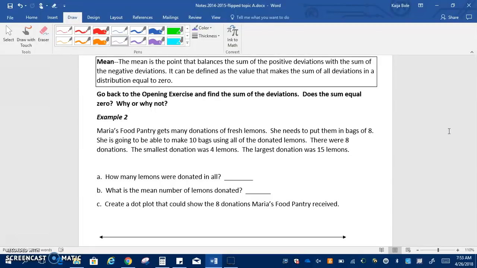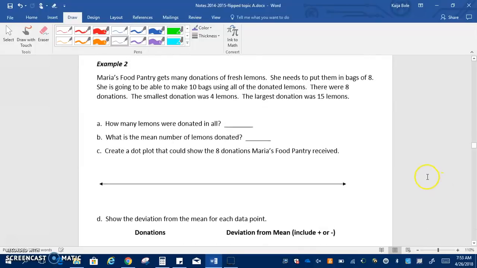Alright, so we're going to do one more here. Example 2 says Maria's food pantry gets many donations of fresh lemons. She needs to put them in bags of 10. She's going to be able to make 8 bags using all of the donated lemons. There were 8 donations. The smallest donation was 4, and the largest donation was 15. So first, how many lemons were donated in all? We know she's going to make 8 bags of 10. Right, so 8 times 10, this would be 80 lemons in total.